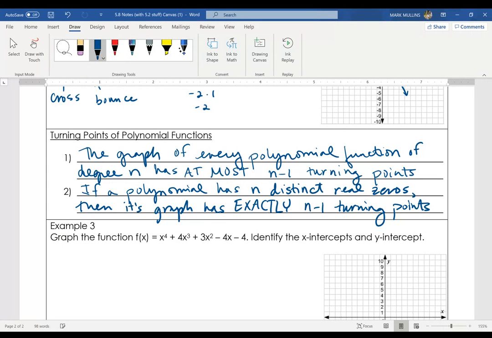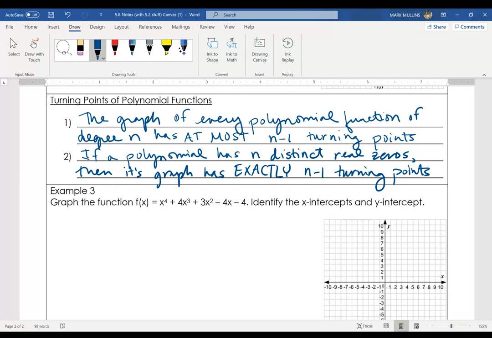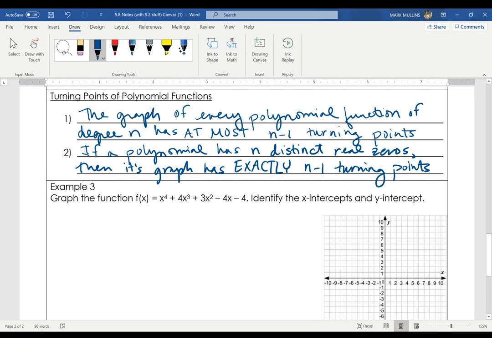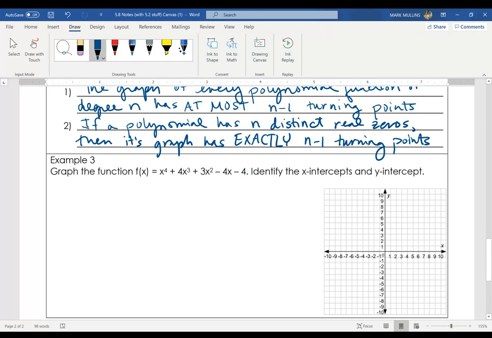So for our final problem, we're going to look at a big complicated math problem in the notes here that kind of puts everything together. It's 4th degree, so oh my goodness, we've got 5 terms. There's no way I can factor it, but I do want to find x-intercepts and y-intercept.